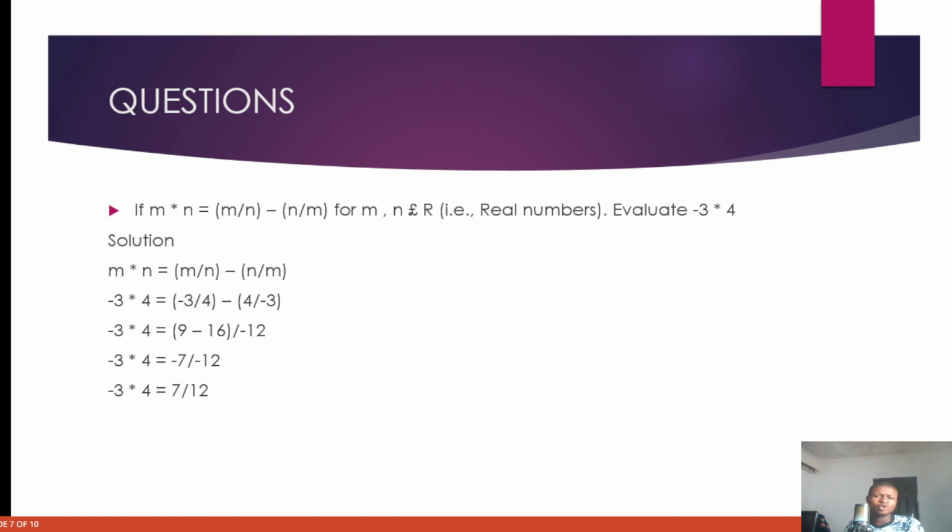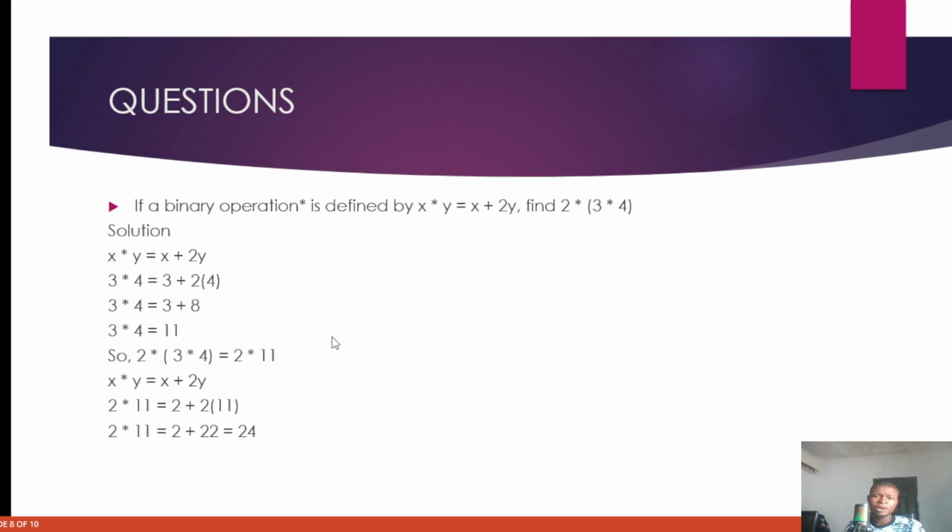So let's take a look at another question, and here we have this. You can pause the video and try to check whether you are going to get it right. From here, this looks different. If a binary operation star is defined as x star y, which is equal to x plus 2y, we are asked to find 2 star (3 star 4).